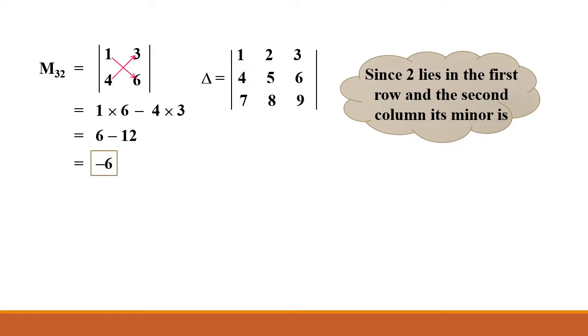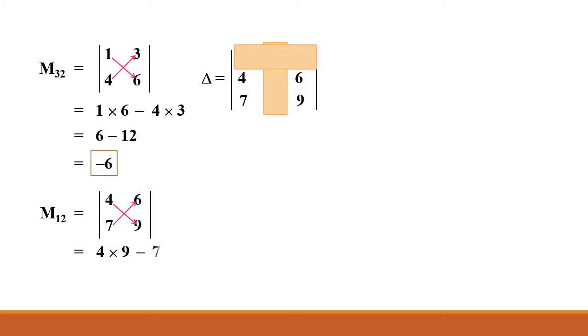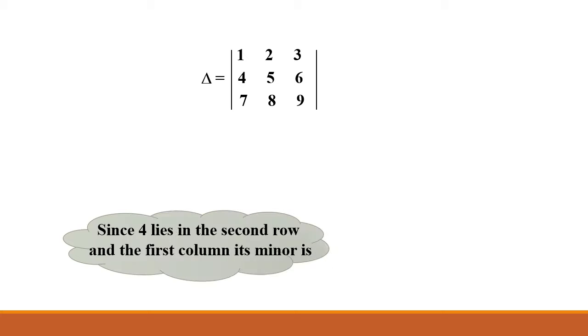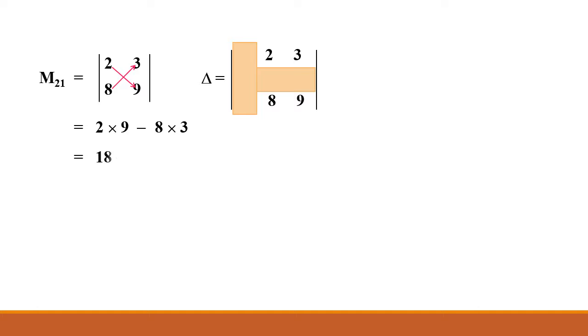Now similarly we will calculate the minor of 2. So 2 lies in the first row and the second column. So M12 is equal to 4, 6, 7, 9. On simplifying, we get 36 minus 42, which is equal to minus 6. Next, similarly we will calculate the minor of 4, which lies in the second row, first column. On simplifying we get 18 minus 24, which is equal to minus 6. So we have obtained the minor of all the 4 elements.